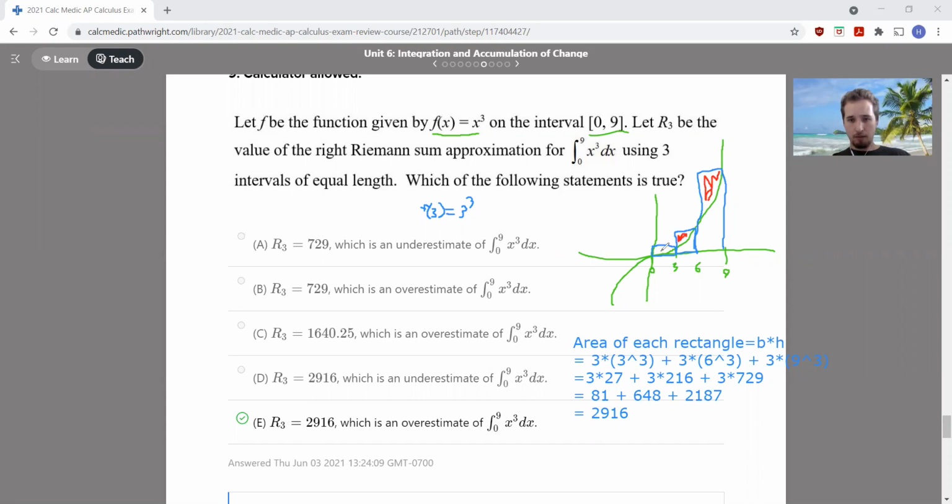But you don't have to memorize these rules. You can always just write these out and it becomes a lot easier. So this is why you get 2916, and it's an overestimate of the exact value.